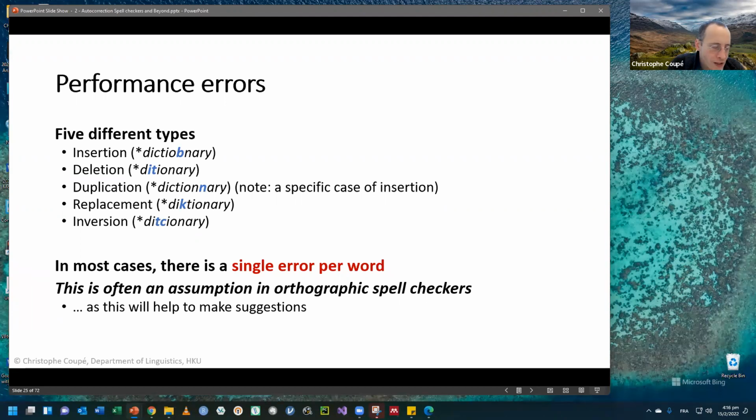So I'm going to say it slightly differently. Orthographic spell checkers, quite often, are built with the assumption that when you write a word incorrectly, you only make 1 error. Not 2, not 3, not 5, just 1. And they will use this assumption to find how you should correct the problem. So this is to keep in mind.